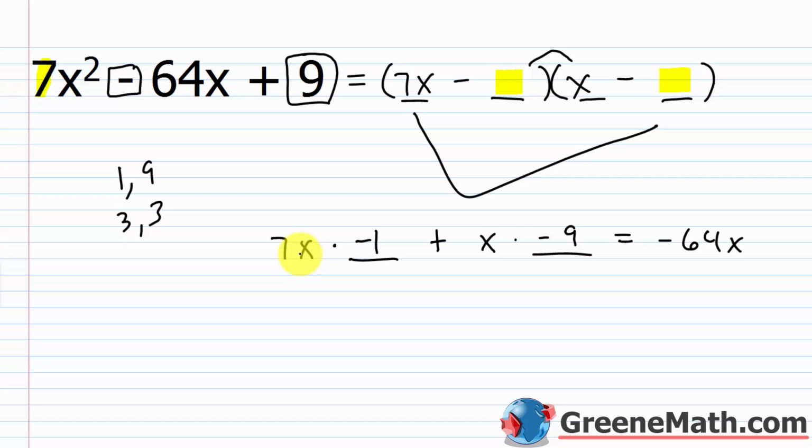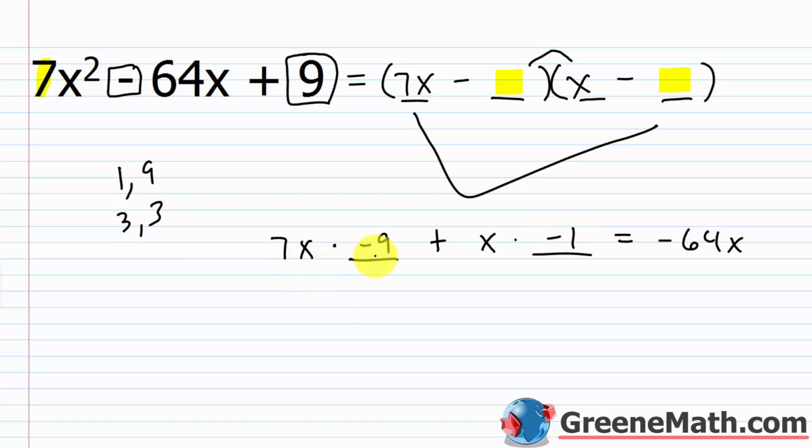Let's check that. 7x times negative 1 is negative 7x, and x times negative 9 is negative 9x. If I sum those two together, I get negative 16x, and that is not negative 64x, so that doesn't work. Now I need to flip these around. I need to try negative 9 and also negative 1.